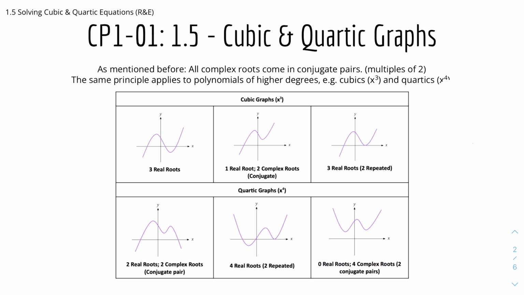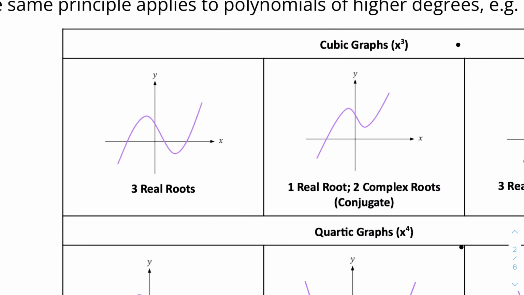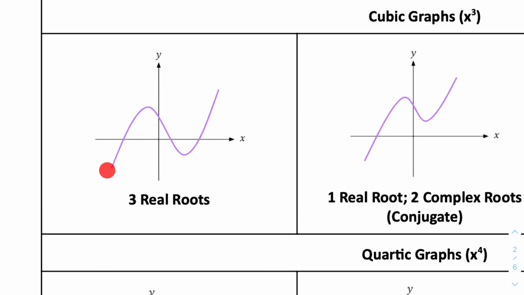And here we have some graphs for cubic graphs and the quartic graphs. So there are different variations for the different combinations of real roots and imaginary roots or complex roots. So let's look at cubic graphs first. So the first example is where there are 3 real roots. As you can see here, the graph crosses the x-axis at 3 distinct points. So here, here, and here. They are all 3 distinct points. That means it has 3 real roots.